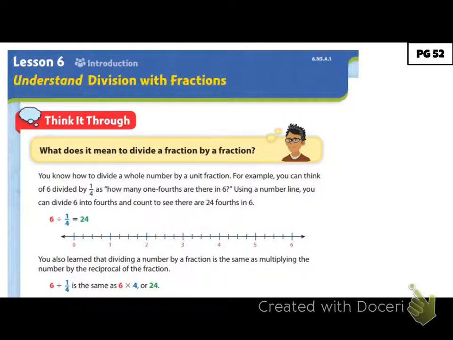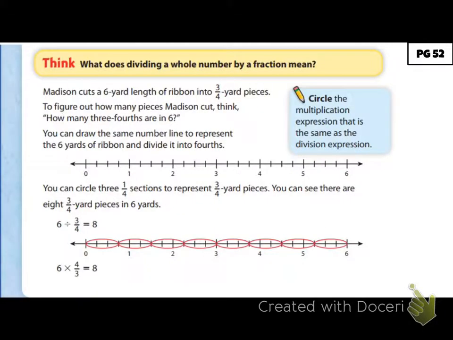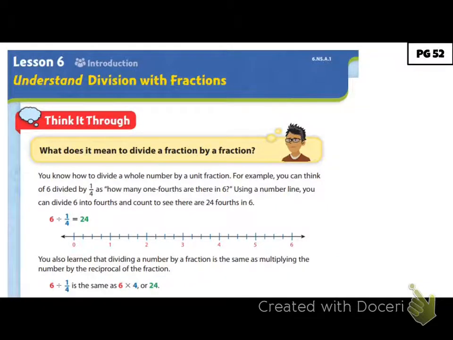So, as they have done right here, for each whole number, there are 4 parts to the whole number. So there are 24 fourths in 6 wholes. You also learn that dividing a number by a fraction is the same as multiplying the number by the reciprocal of the fraction. So 6 divided by 1/4 is the same as 6 times 4.